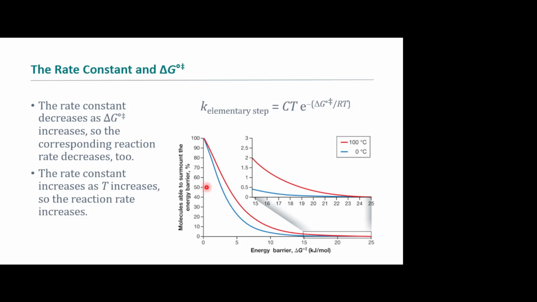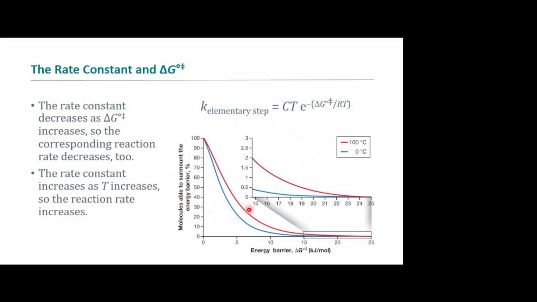So the rate constant is going to decrease as your delta G naught increases. So the corresponding reaction rate decreases as well. The rate constant is going to increase as your temperature increases. So the reaction rate increases as you increase temperature. You all already know this because, like, if you want to heat up food faster, what do you do? If you want to cook faster, you increase the temperature, right? Yeah, higher heat. And so you already knew that one really, really well. You've probably used it many times in your life.